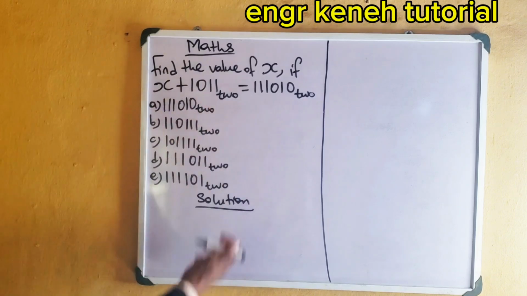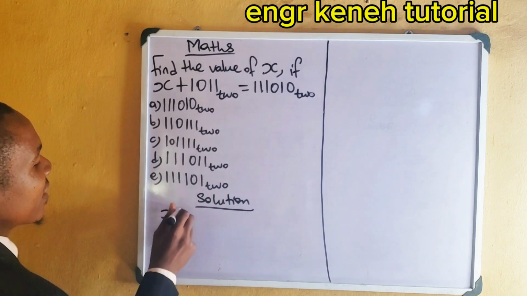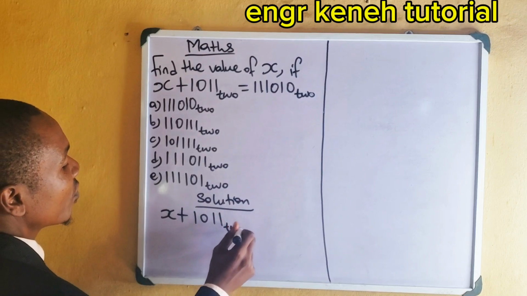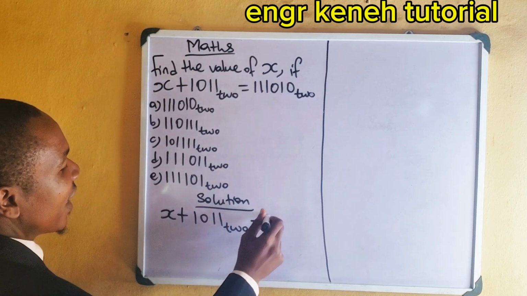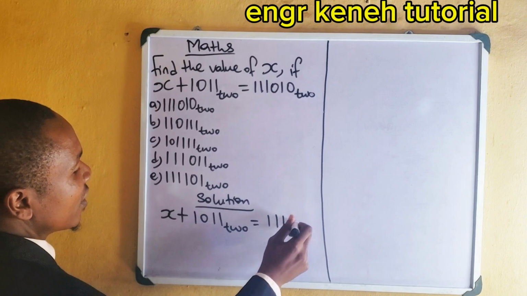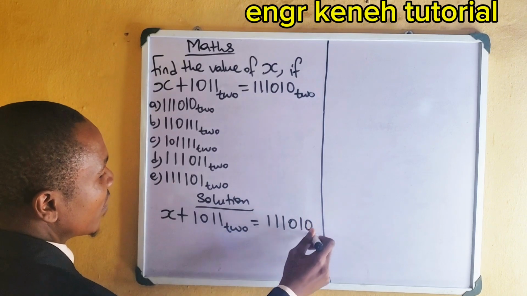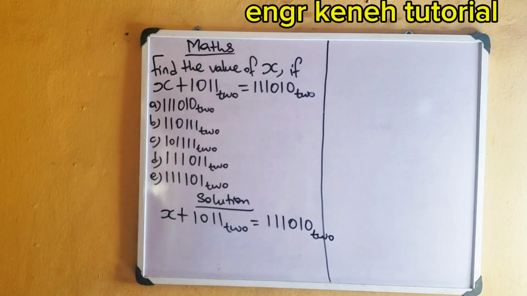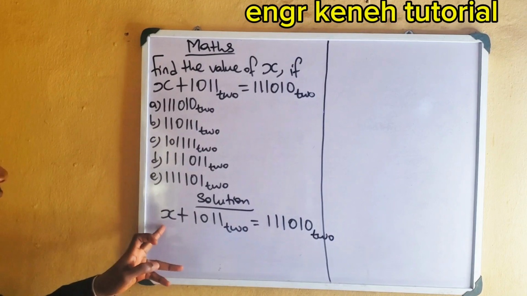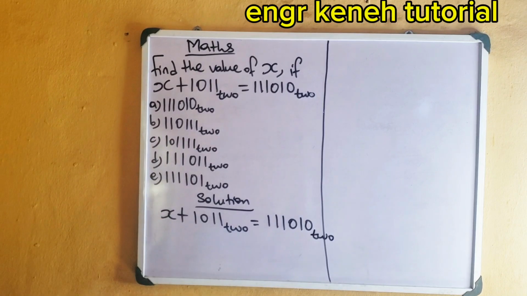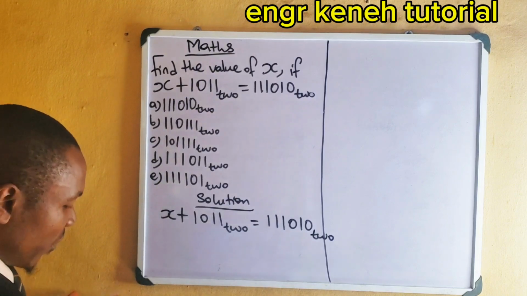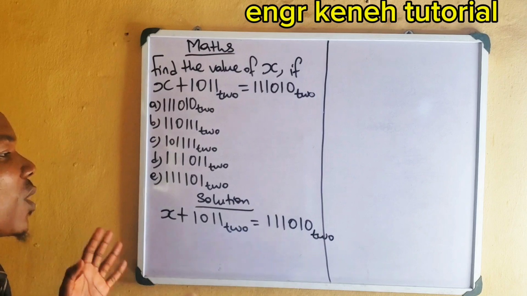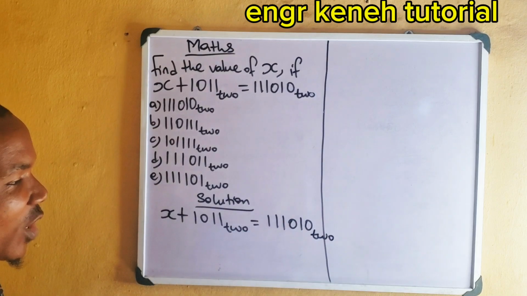All right, I'll bring down this question. I have x plus 1011 base 2 is equal to 111010 base 2. Can you see that? At this point, we are looking for the value of x. So I'll make x the subject of the formula. How do I do that? I'll keep x on one side and every other thing should be on the other side.